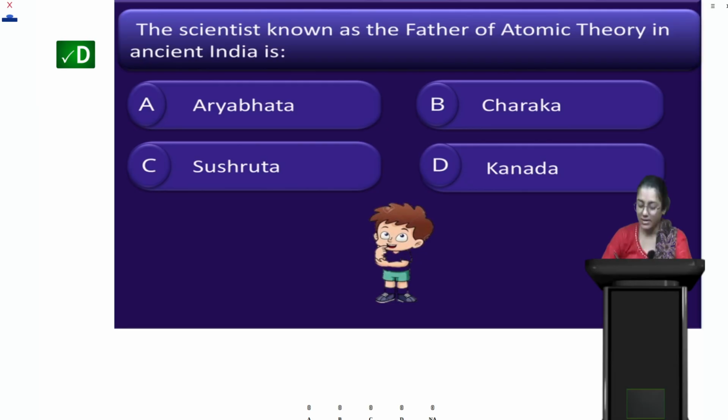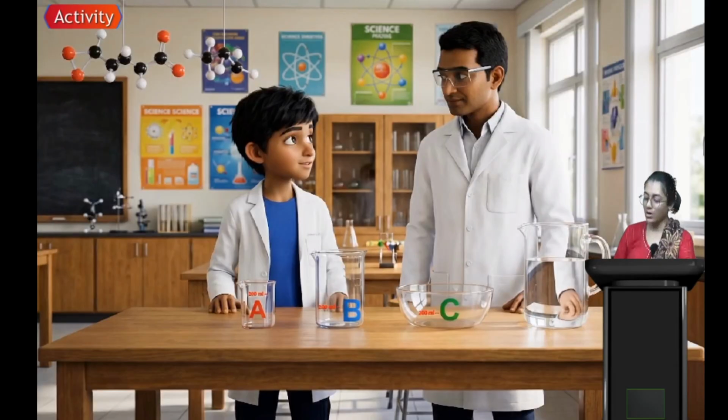So our right answer will be Acharya Kanada. He was the one who observed that every particle is constituted of very small tiny particles, which he named Paramanu, isn't it? So the scientist known as the father of atomic theory in ancient India will be option D, Kanada. Clear everyone? Very good.